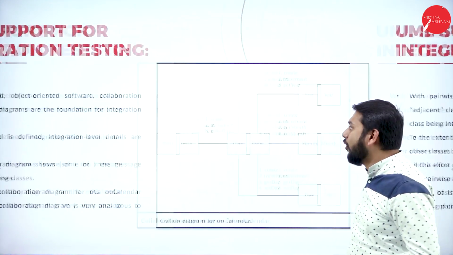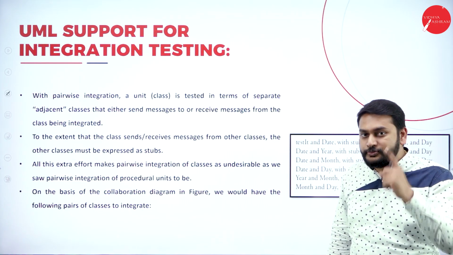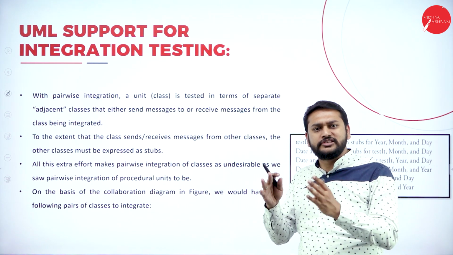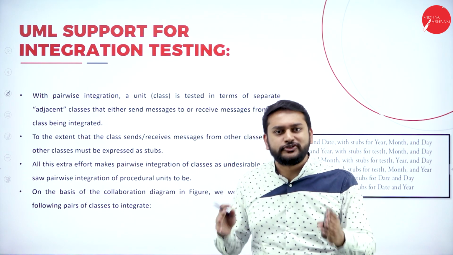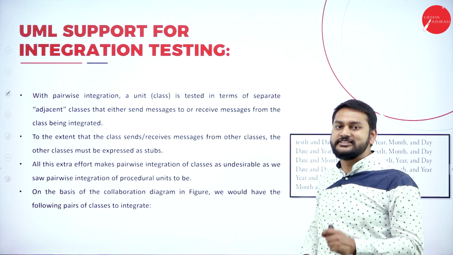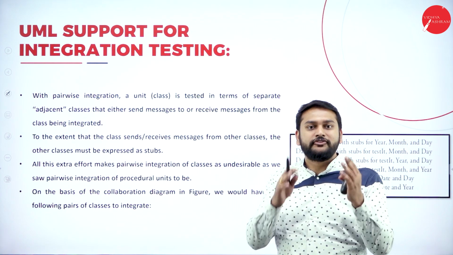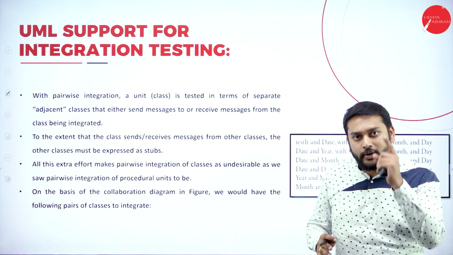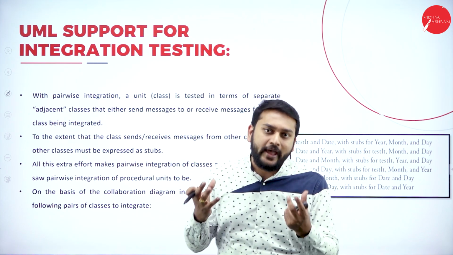Moving forward, when it comes to pairwise integration, where exactly does this pairwise integration come from? Yes, we have something called the call graph. Please recollect what we have discussed in the previous chapters. Inside the call graph we have 2 techniques: one is pairwise integration, another one is neighborhood integration. When it comes to pairwise integration, we will be having 2 pairs, right?